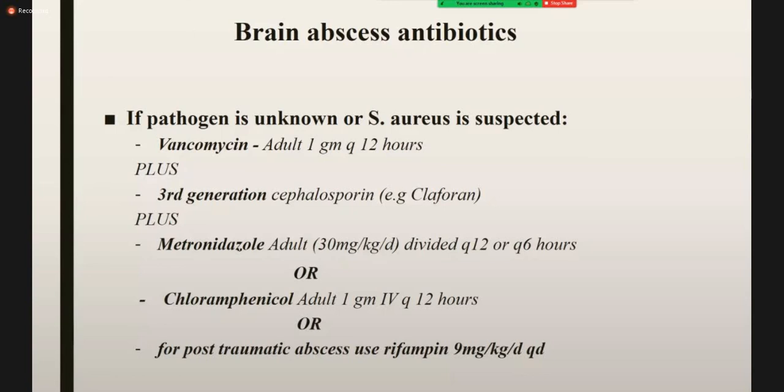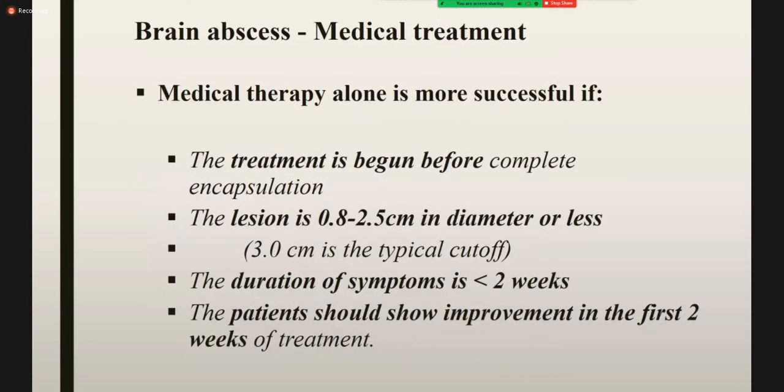Okay. So for brain abscess antibiotics, if the pathogen is unknown or Staph aureus is suspected, you should start with vancomycin in adults, 1 gram 12 hourly, along with a third generation cephalosporin and either metronidazole, chloramphenicol, or for post-traumatic abscesses, you can use rifampicin. So this is a regimen you have to follow. Medical therapy alone is successful in some cases; if medical therapy fails, then you can opt for surgical options.